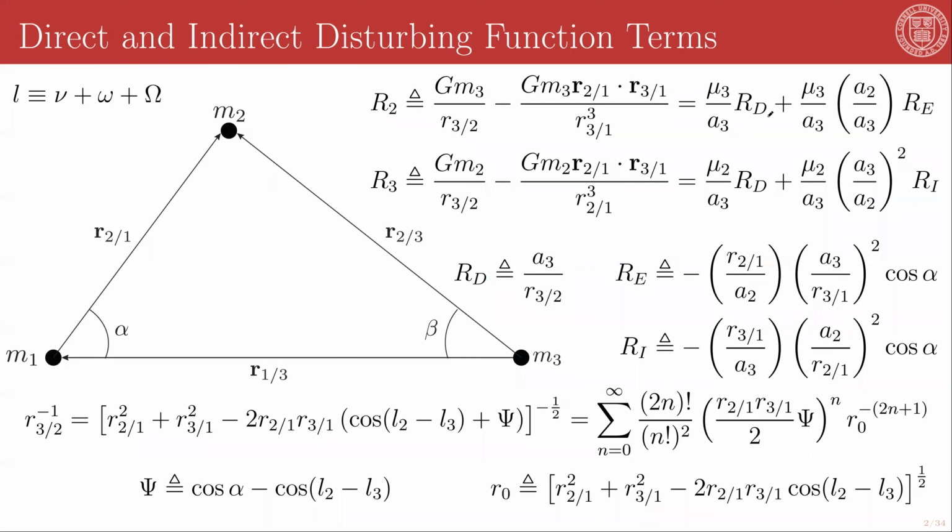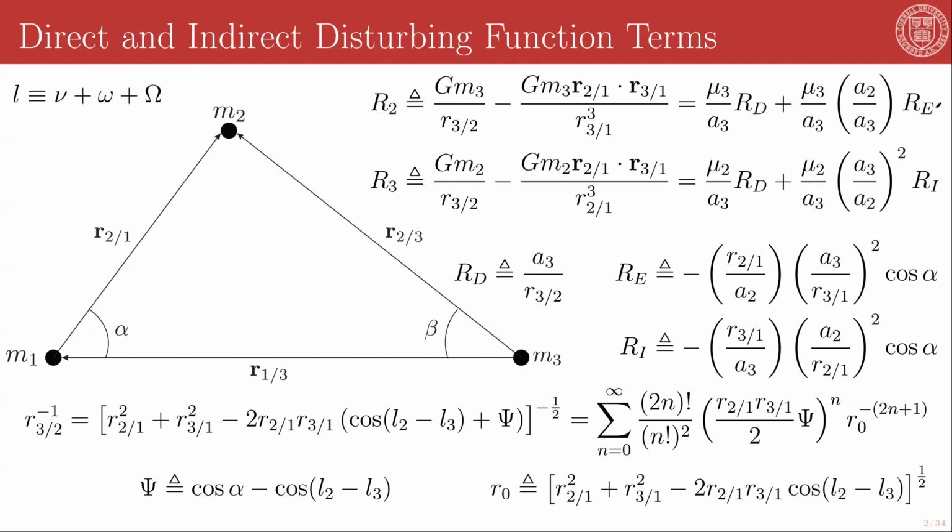Our first step is to define this R_D term, which will be the same for the direct terms for each of these two disturbing functions. R_D is defined as the osculating semi-major axis of body 3 divided by the magnitude of r_3rel2, that is the distance between bodies 2 and 3.